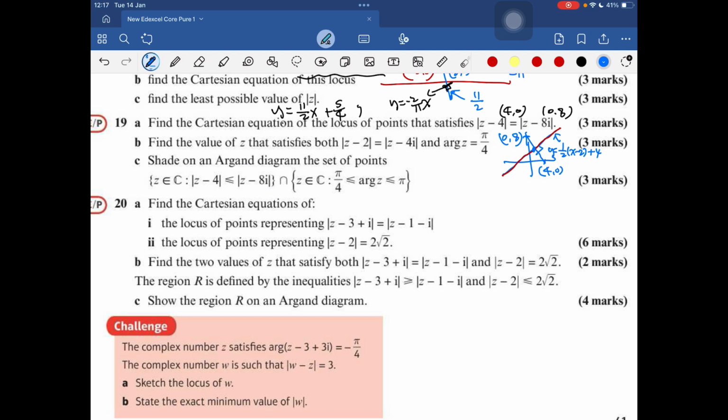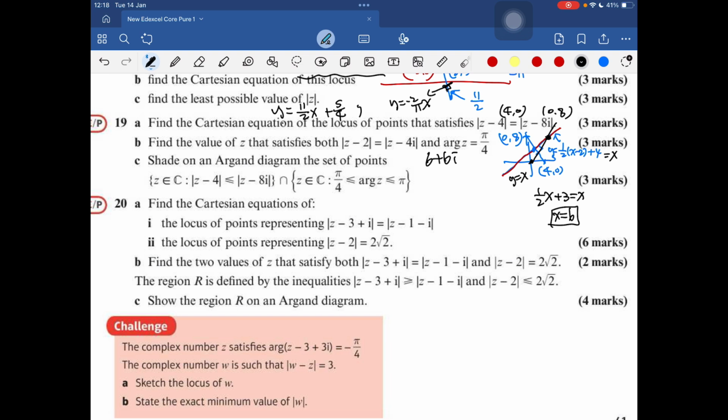So find the value of z that satisfies this, and also argument of pi over 4. Argument of z pi over 4 means start from here, and pi over 4 like this. So this is y equals x actually. So we can find the intersection like this: 1 over 2 x plus 3 equals x. So x equals 6. Then 6, 6. So 6 plus 6i.